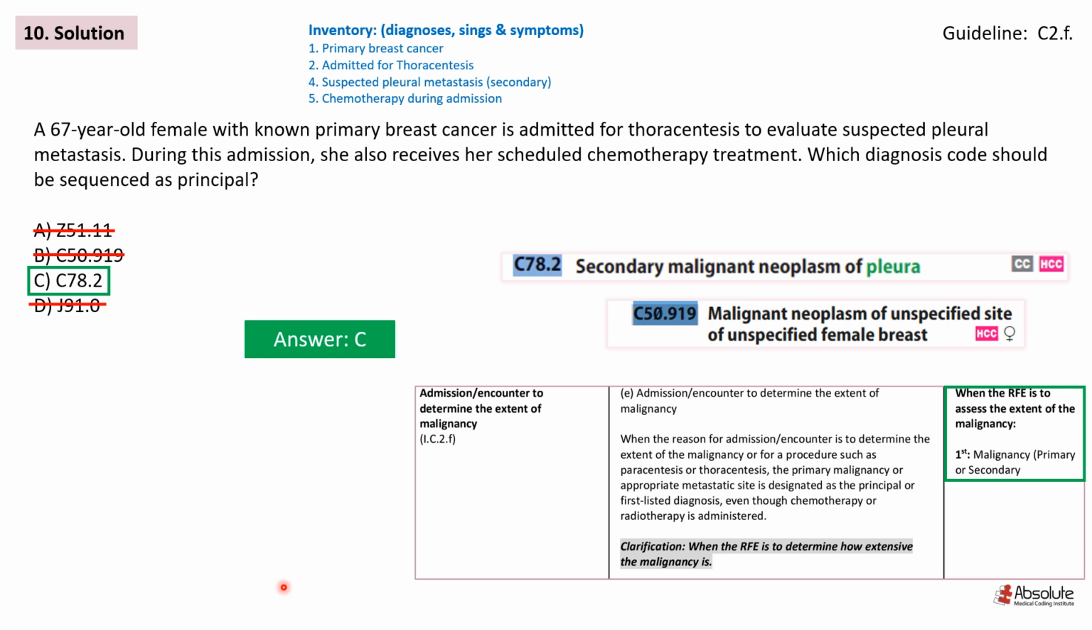I hope that makes sense. Hopefully it didn't throw you off too much. But this is listed in your guidelines in the ICD-10-CM manual. Definitely recommend looking at the differences between the inpatient and the outpatient. But yeah, let's move on to the next one.